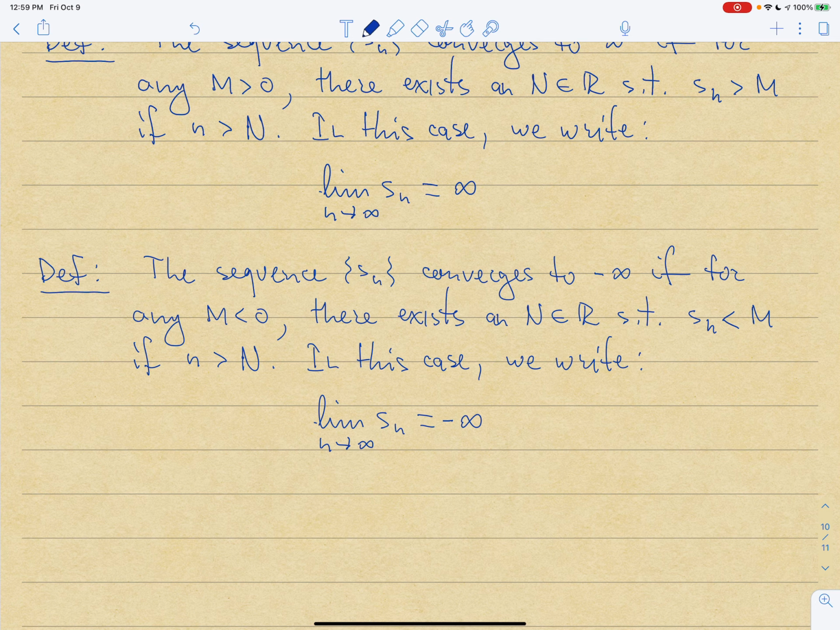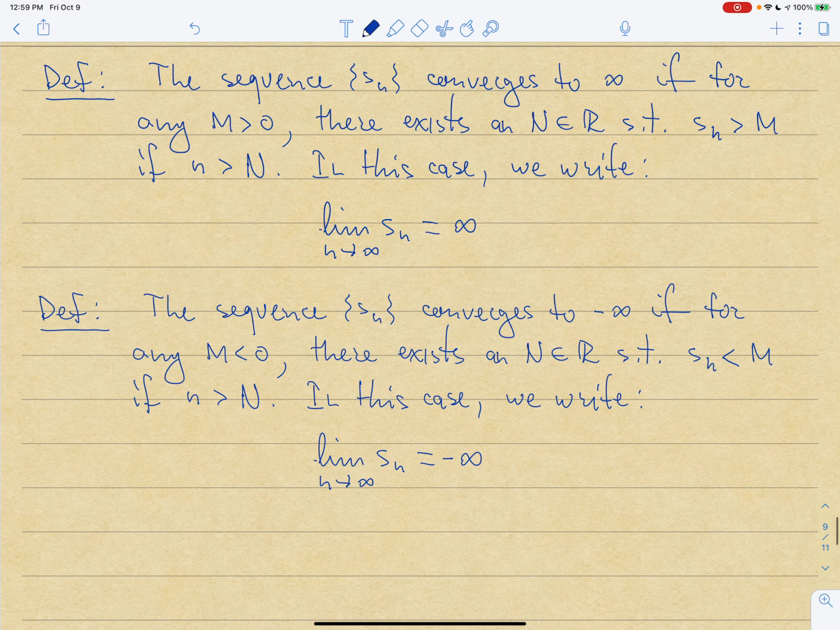And so now what we get is that the limit of a sequence can be a finite number, it can be infinity, and it can be minus infinity. All right, and then in the next lecture, we're going to give some examples and discover some of the properties of infinite limits.